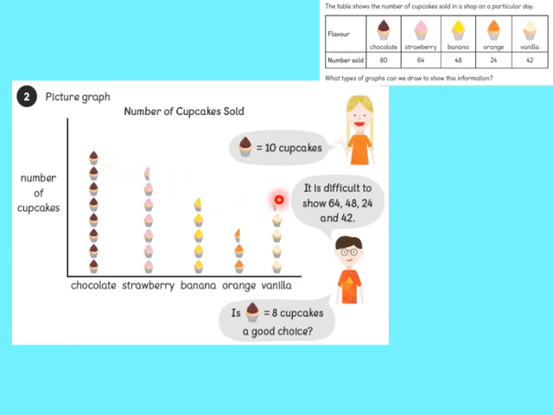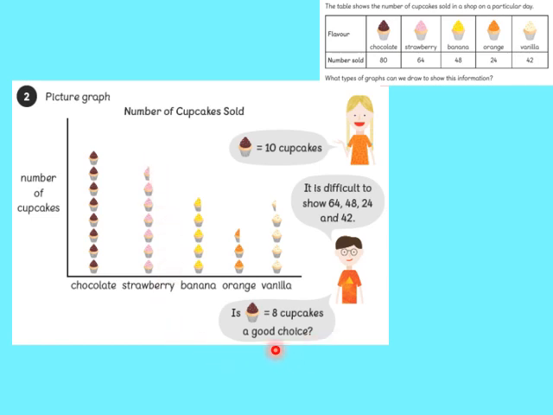But Charles says it's difficult to show 64, 48, 24 and 42. Do you agree? If we look, we can see that those are the numbers of the other flavours of the cupcakes that were sold. So let's look at strawberries. So that should be 64. So each one of those is worth 10. So 10, 20, 30, 40, 50, 60. Then we have half a picture here, or less than half. It's not terribly clear. That could be 64, it could be 63. I don't think I would be able to tell definitely that it's 64.